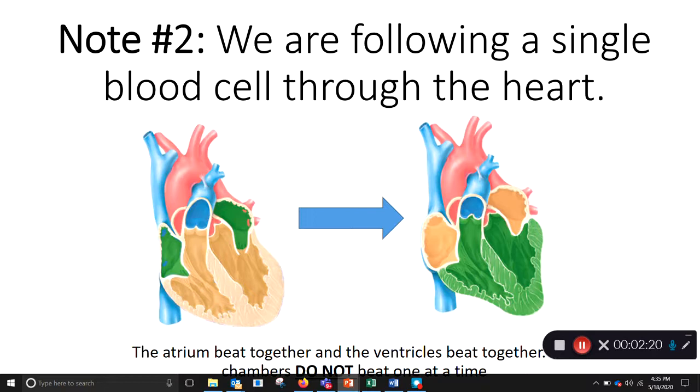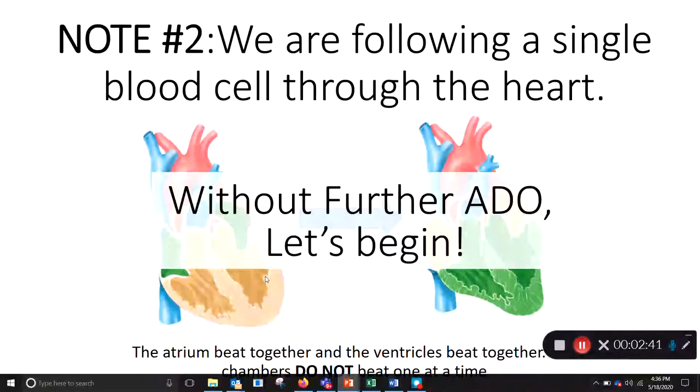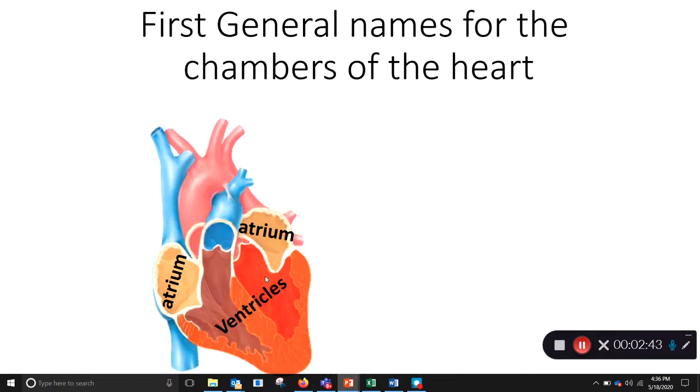So when I am going through the heart as a single blood cell, I am just viewing it as that, but make certain that you remember that the two top chambers contract at the same time, and the two bottom ones contract at the same time. So without further ado, let us begin.